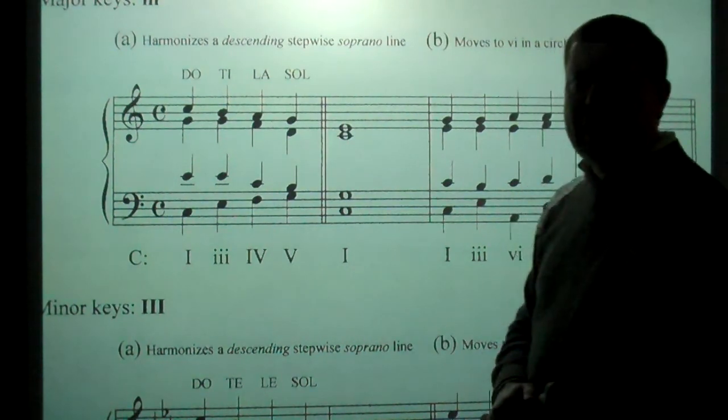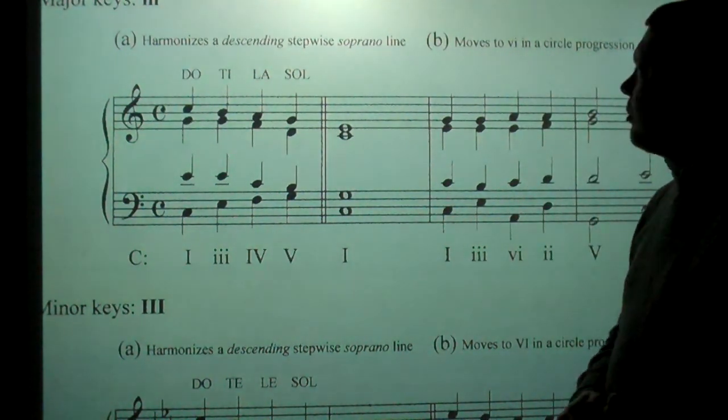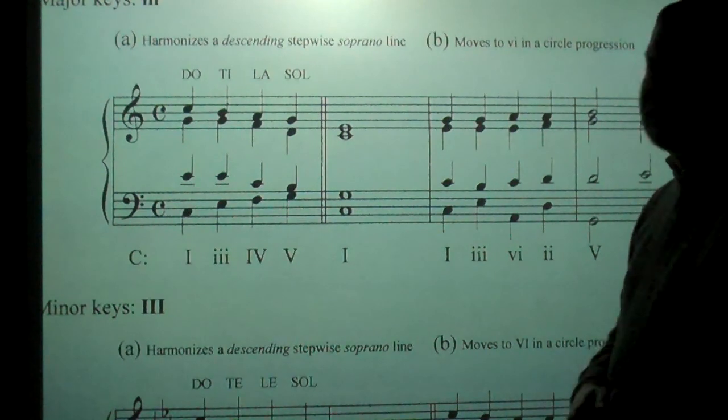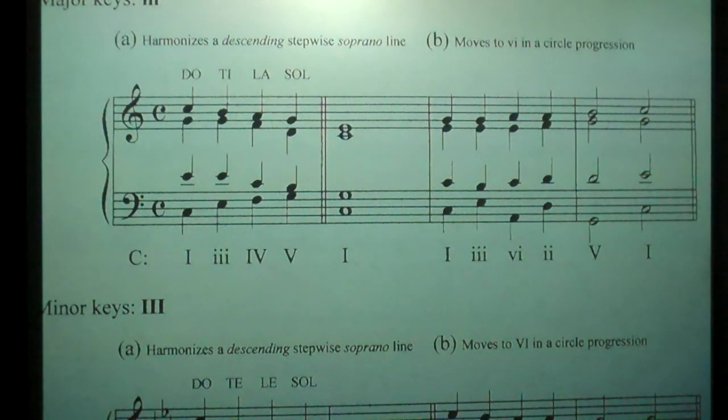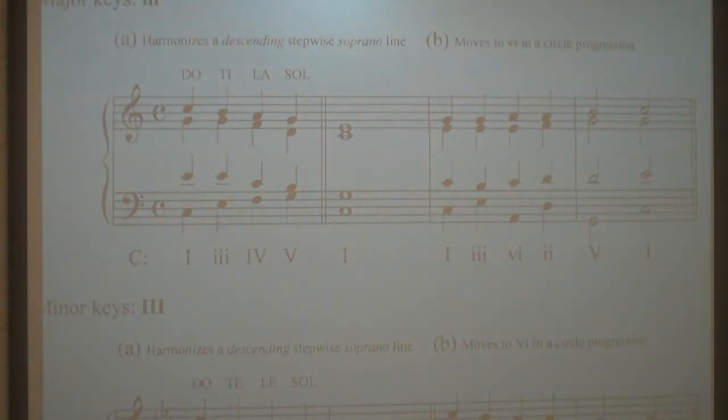Let me go ahead and turn the lights on briefly so I can see what I'm playing and play this example for you at the piano. In C major.